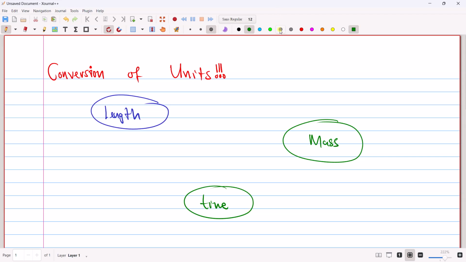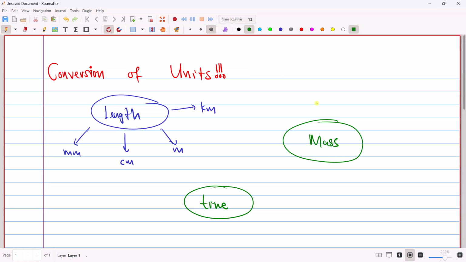So now, before we go further, let's look at the different units that are used for measuring each of these quantities. Length has many different units. The first is the millimeter. Then there is the centimeter, then the meter, then the kilometer. So this quantity called length can be measured in these four different units quite often.